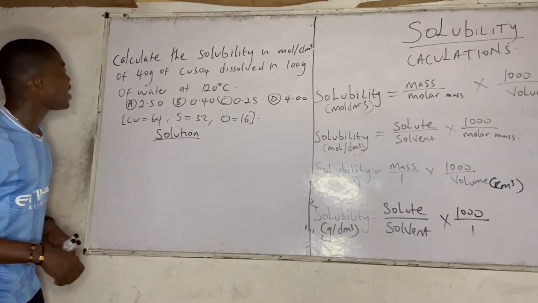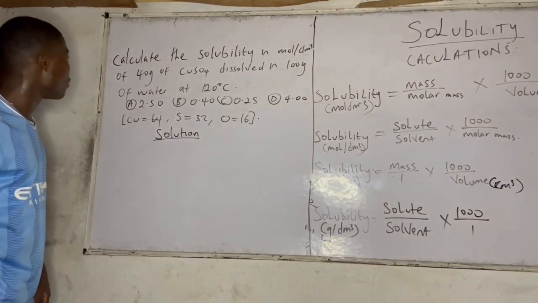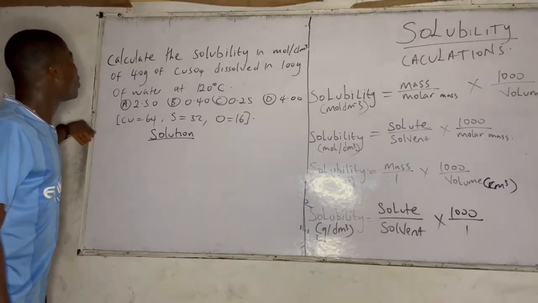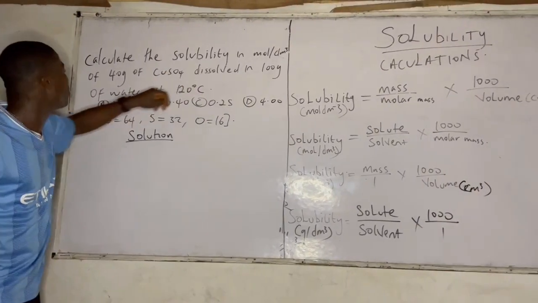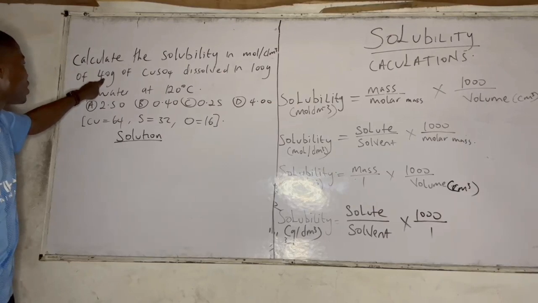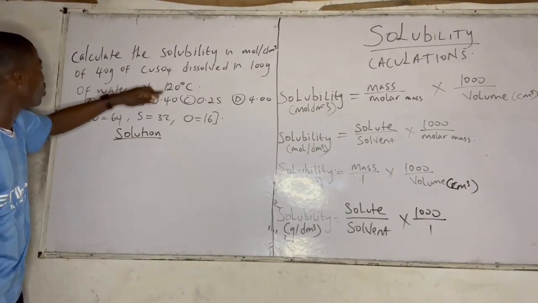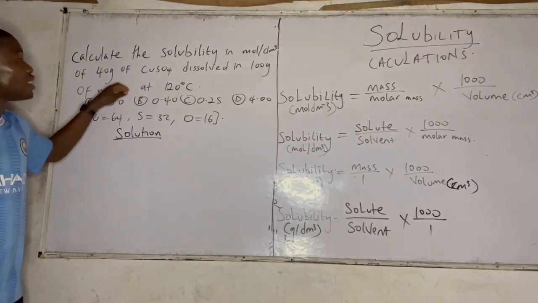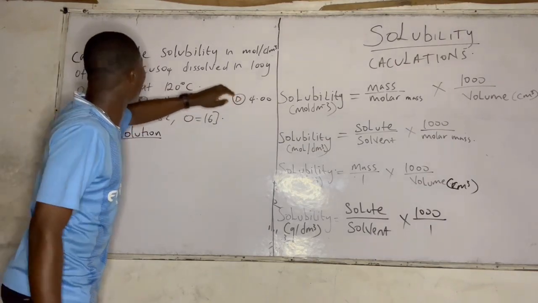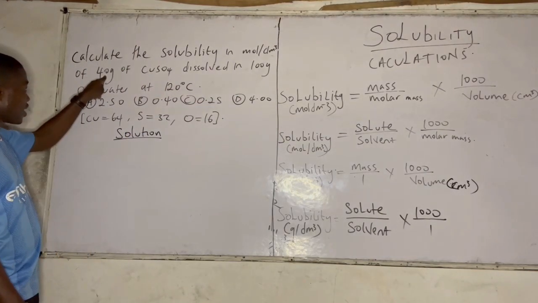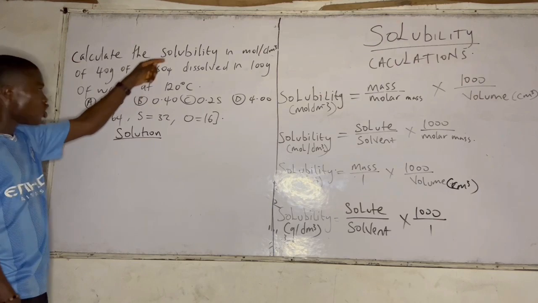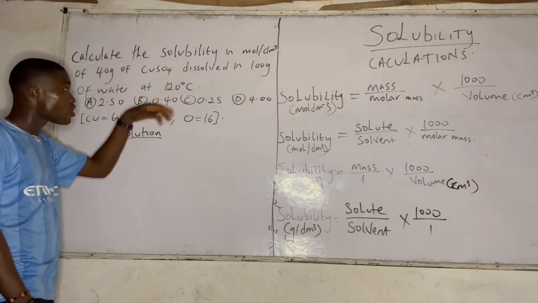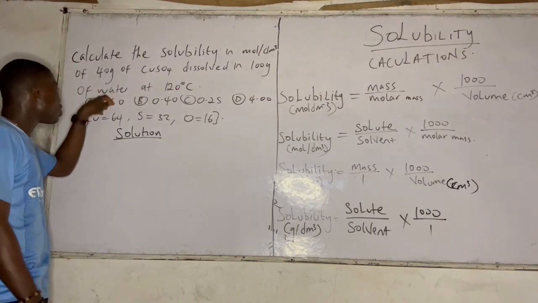Alright, now here's another question in front of you. It asks us to calculate the solubility in mole per dm³ of 40 grams of CuSO4 dissolved in 100 grams of water. Now they gave grams of solute. If you check, CuSO4 dissolved. For something to dissolve in something, that thing is a solute, while the water acts as a solvent.